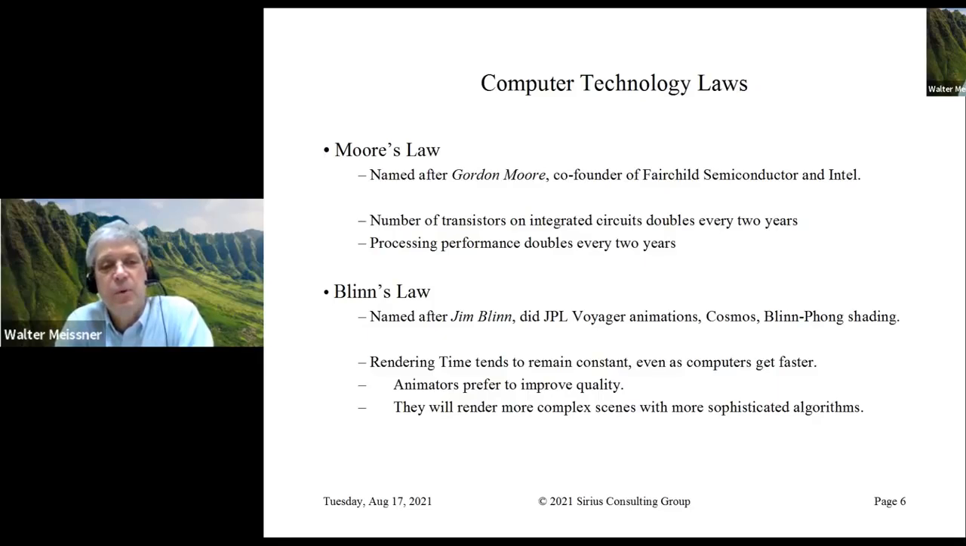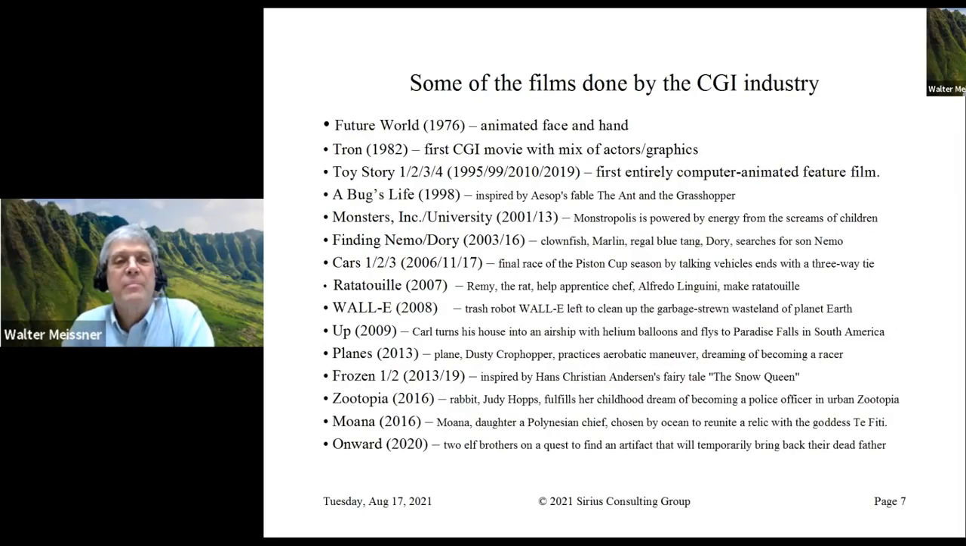Animators prefer to improve quality, so they will render more complex scenes with more sophisticated algorithms, which naturally require more computing power. So generally, the time they spend generating one of these animations doesn't decrease. Some of the films done by the CGI industry, Futureworld was a very early one, had an animated face and hand. Tron was the movie that came out at the time I was working on this array processor, so I had to go out and see it. It was the first CGI movie with a mix of actors and graphics. It was like 80, 90 minutes long, so that was a first. It was still very simple.